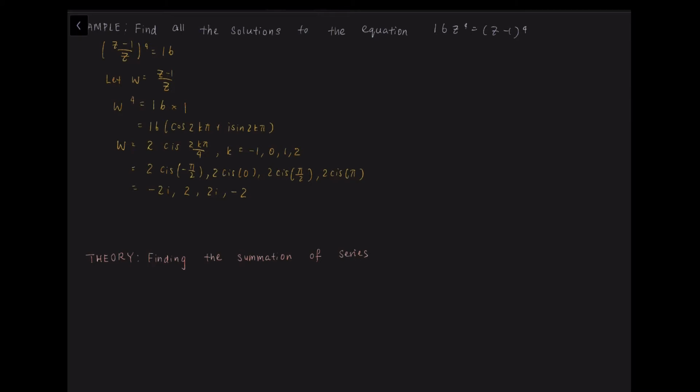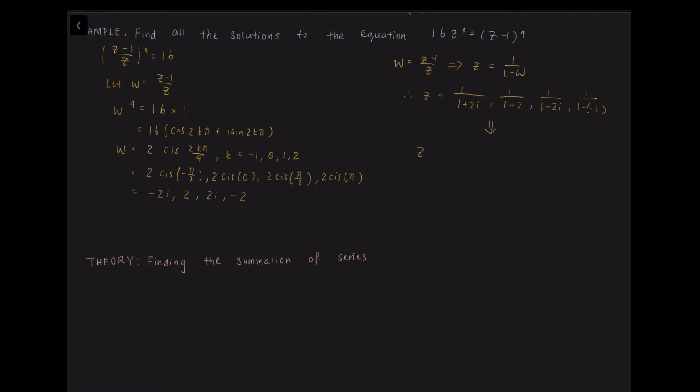But rearranging w equals (z minus 1) over z gives z equals 1 over (1 minus w). And we have all the 4 w values, so we are going to substitute all of them in. So the 4 roots for z are 1 over (1 plus 2i), 1 over (1 minus 2), 1 over (1 minus 2i), and 1 over (1 minus 2). Simplifying by rationalizing the denominators gives z equals 1 over 5 times (1 minus 2i), negative 1, 1 over 5 times (1 plus 2i), and 1 over 3. As you can see, the complex roots occur in conjugate pairs again.